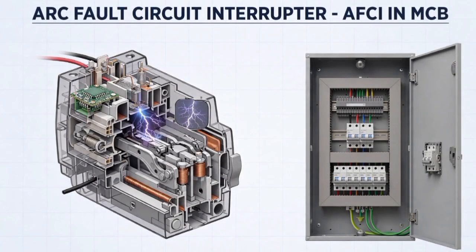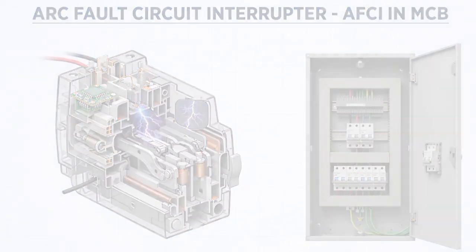Arc fault detection. In modern electrical systems, it's important to have devices that can detect arcs and stop the system quickly to prevent harm. One key device is the arc fault circuit interrupter, often integrated into modern miniature circuit breakers. These devices work by shutting down power.